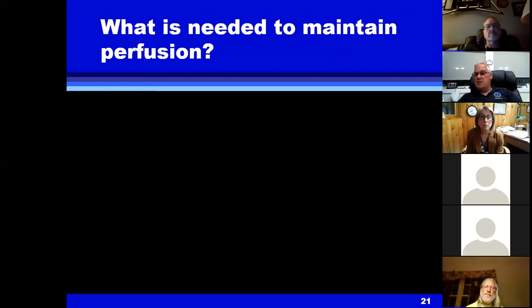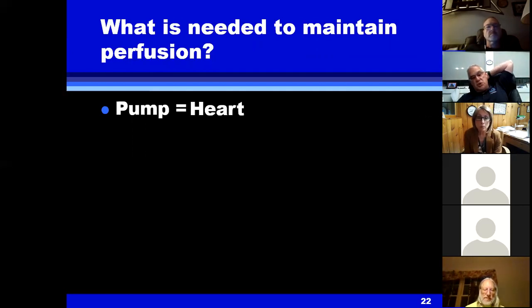So what do we need to maintain perfusion? You have to have a pump that works, and that's your heart, okay? So how can we have shock caused by a pump problem? That's called cardiogenic shock, right? In cardiogenic shock, it can be rate dependent, which means the heart is pumping too fast or too slow. Not much we can do at a BLS level when we have rate dependent shocks. That's going to require ALS or a hospital to give medicines or electricity to slow it down.